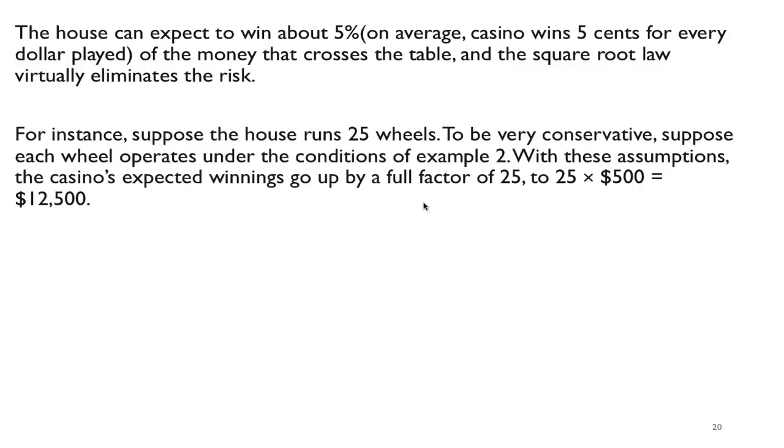Let's look at an example where you have a casino that has, say, 25 wheels, and we just assume that everyone plays with $1, just to be conservative and simple. On every wheel they expect to win $500, and over 25 wheels they expect to win about $12,500.